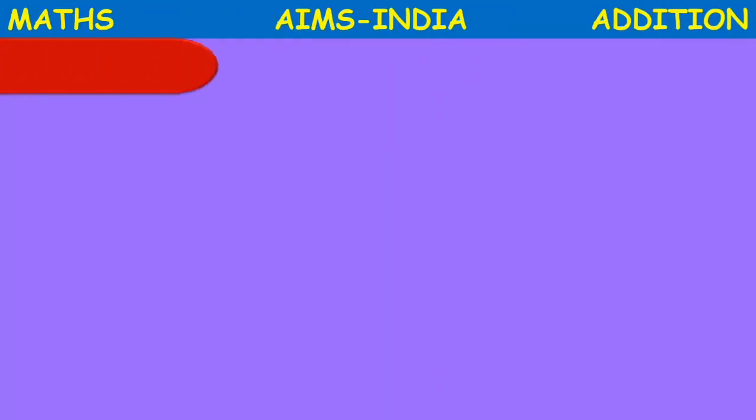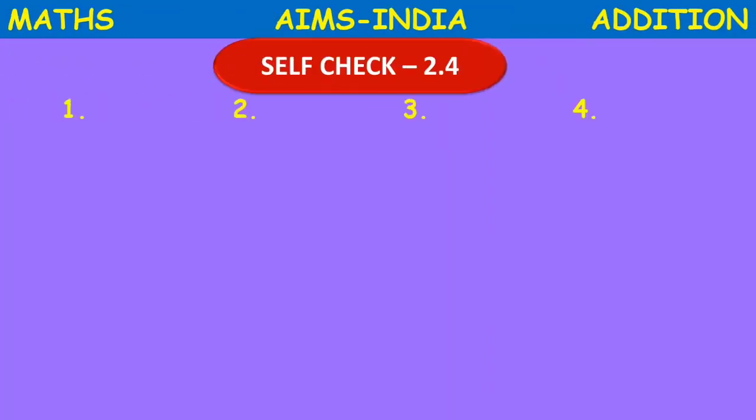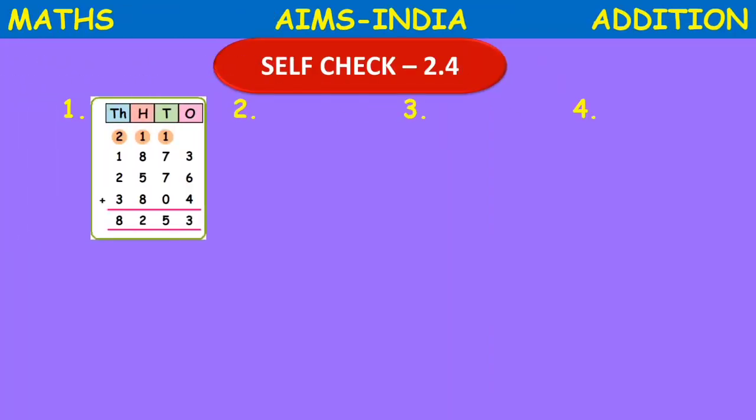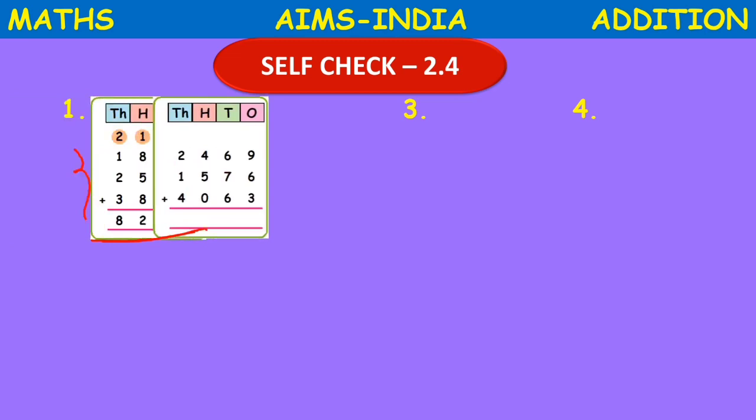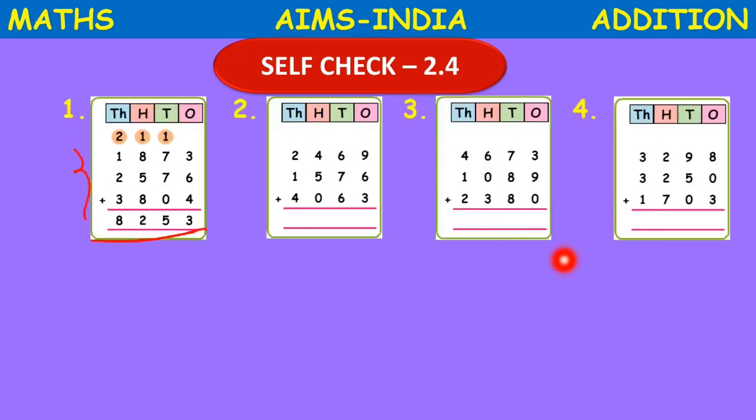Moving on, here come our homework problems. Don't worry, yesterday I gave a lot of homework, right? But today I'll give you less homework. Now look at the first question here. We have three 4-digit numbers, and the addition is done for you already. So your homework will be question numbers 2, 3 and 4. Okay children, your homework is question numbers 2, 3 and 4.